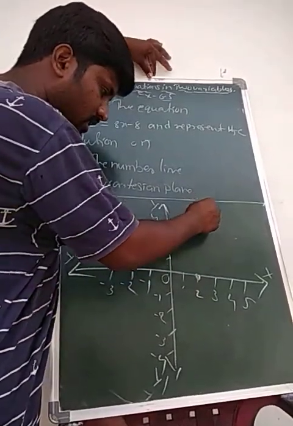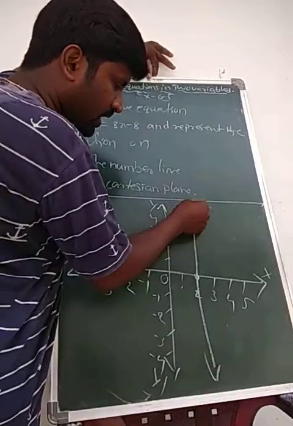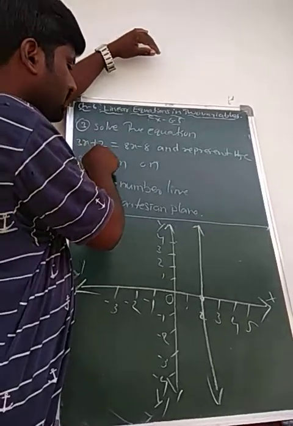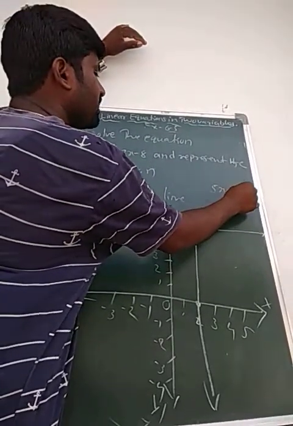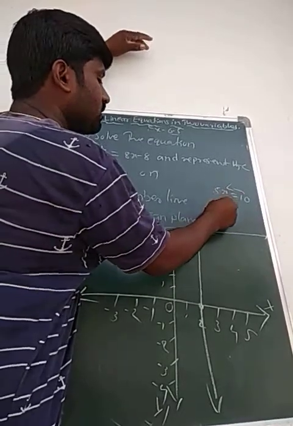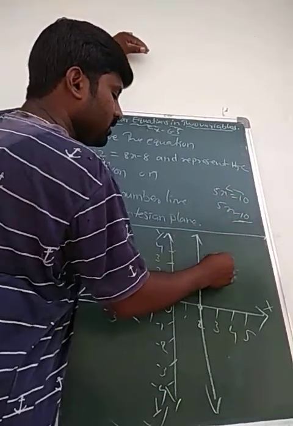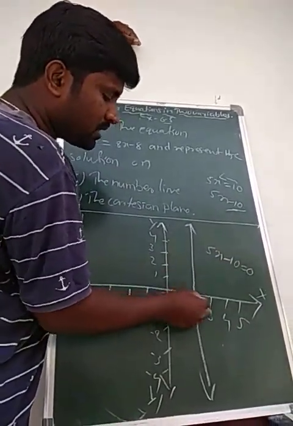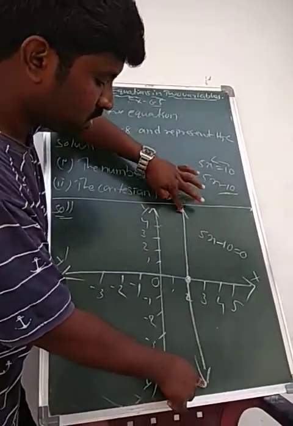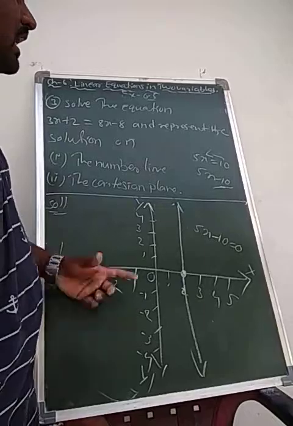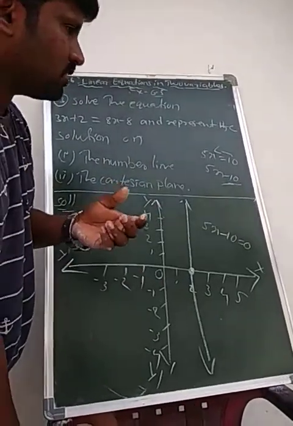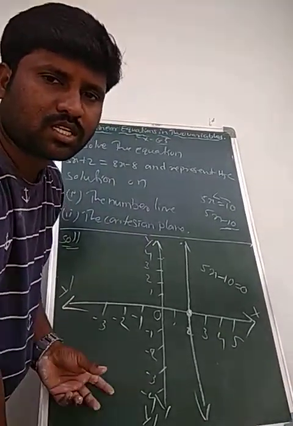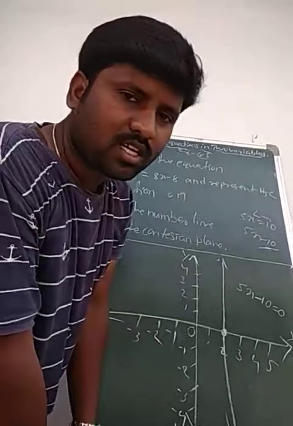If you draw the line through this point, what we got from 3x plus 2 is 5x is equal to 10. Then transposing, 5x minus 10 is equal to 0. It is a graphical representation which is parallel to the y-axis. So like this you can solve the answers by using the number line and the Cartesian plane. Okay students, so this is the required solution for the question. Thank you.